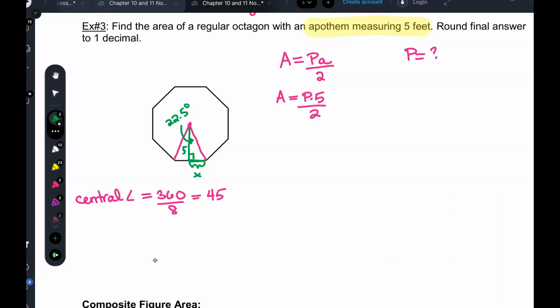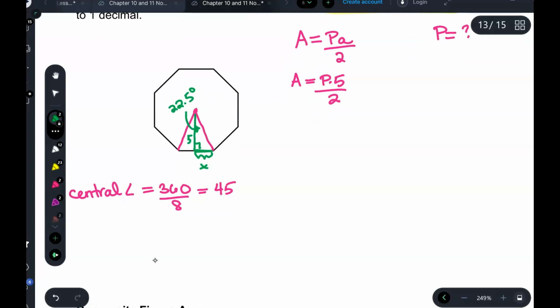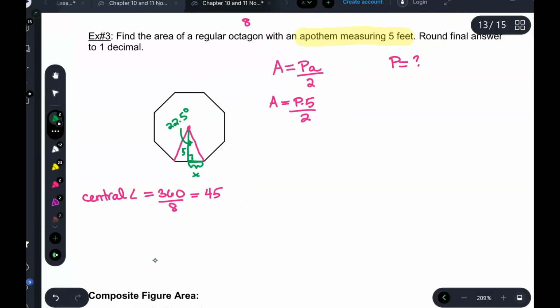In order to find the perimeter, I have to find that little side, double it, and then find the perimeter. You could also do the Pythagorean theorem. No, because I don't have enough information. I don't have enough sides. I need another side.